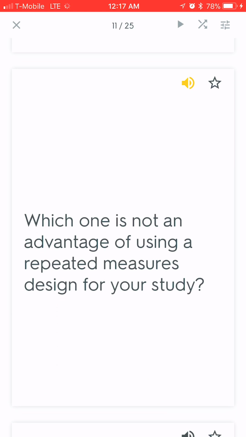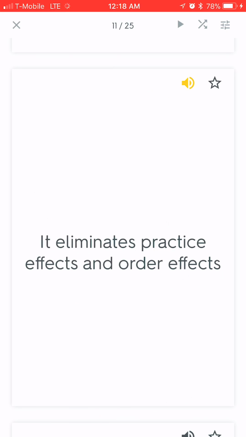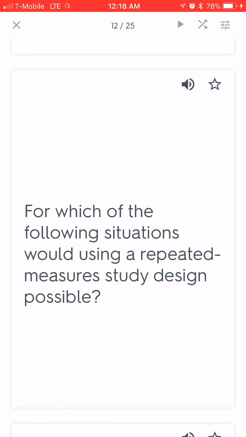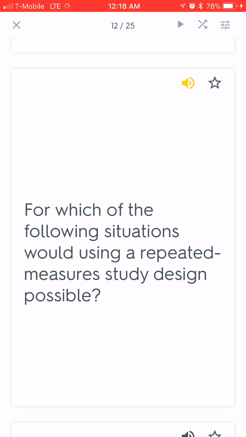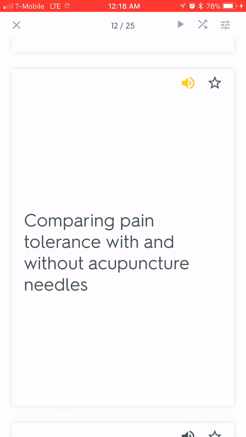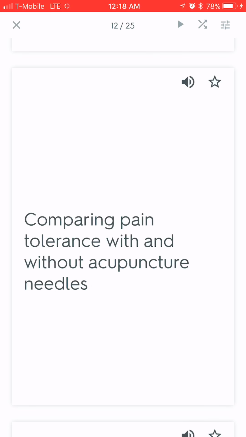Which one is not an advantage of using a repeated measures design for your study? It eliminates practice effects and order effects. For which of the following situations would using a repeated measures study design be possible? Comparing pain tolerance with and without acupuncture needles.